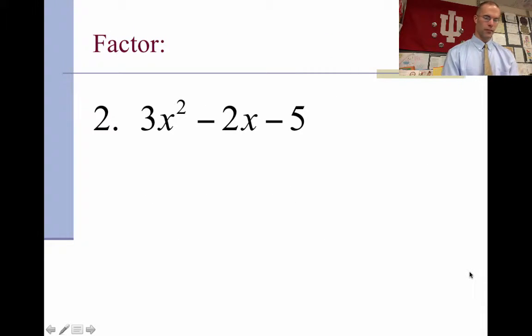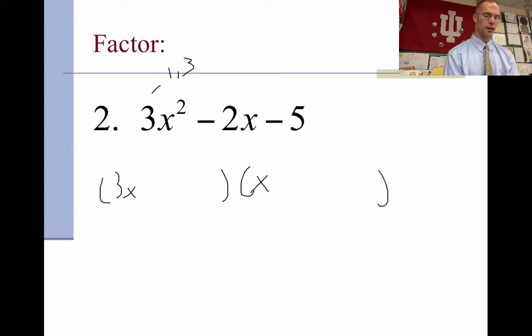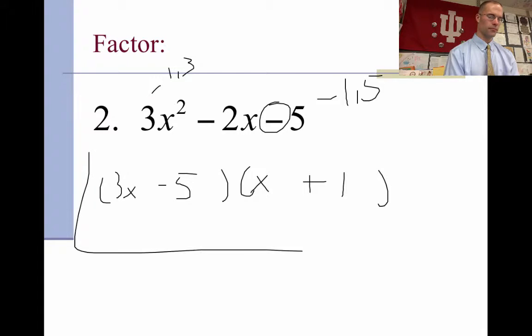Alright, number 2 here. Again, can't take out a GCF. My A value is 3, so our only options are 1 and 3. So I'll put the 3x here, put the 1x here. And then my only factors of 5 are 1 and 5. Now it's negative, so one's positive, one's negative, and we want a negative 2. So in order for that to happen, we need a negative 5 over here and a positive 1 over here.